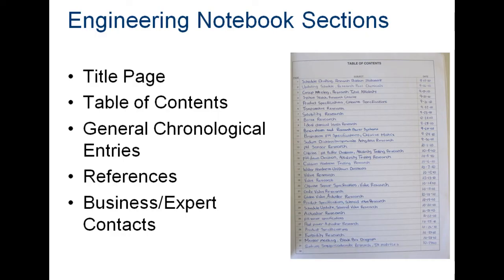Now we have our engineering notebook sections. The title page, as we saw, is at the top of your page. That should always be filled out. You should have your table of contents filled out. You have your general chronological entries, which is just what you're putting in, in order. References, business or expert contacts should be in there when you use them. We're not really going to be using that in this class. I think Mr. Fishman uses that in POE for a couple things you do, but you would have it in there if that was something that you were doing.